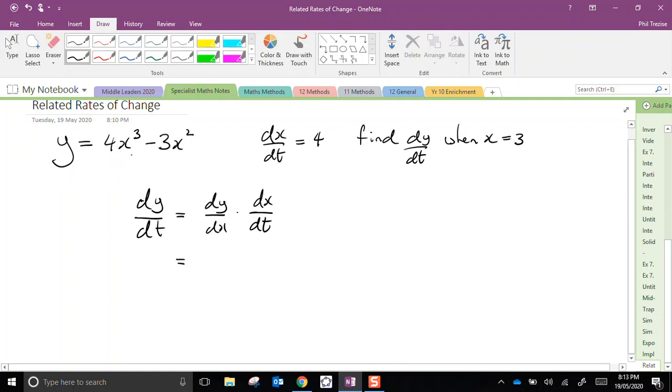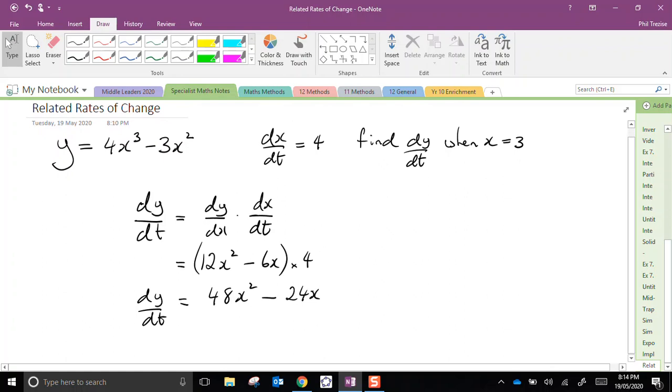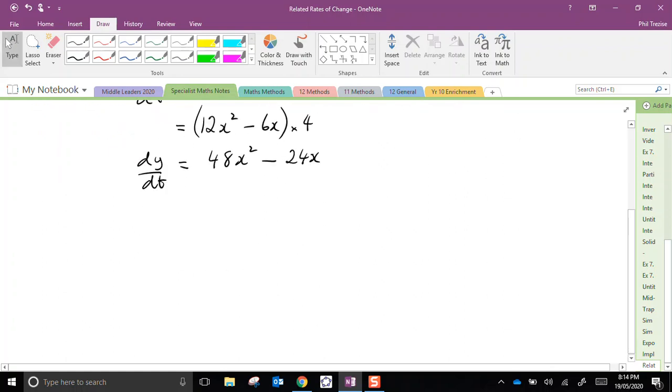So my original function, the derivative would be 12x squared minus 6x, and then multiplied by dx/dt. I can substitute 4 for that. So I get 48x squared minus 24x. That's dy/dt. Now, we were told to evaluate this when x equaled 3.